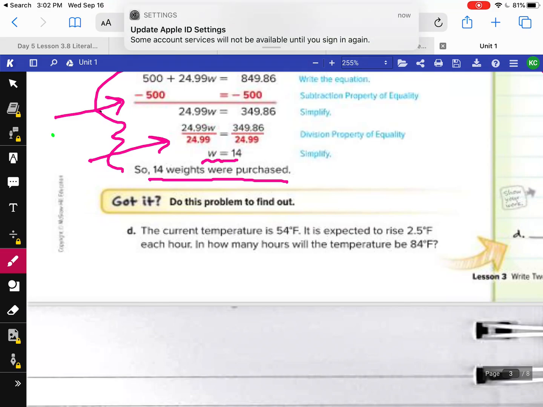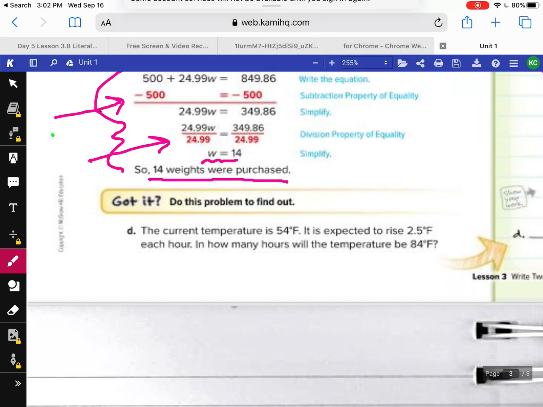Here we go. The current temperature is 54 degrees Fahrenheit. It is expected to rise 2.5 degrees Fahrenheit each hour. In how many hours will the temperature be 84 degrees Fahrenheit? I know that I have a starting point, and then I know that there is an increase to get to my new temperature.